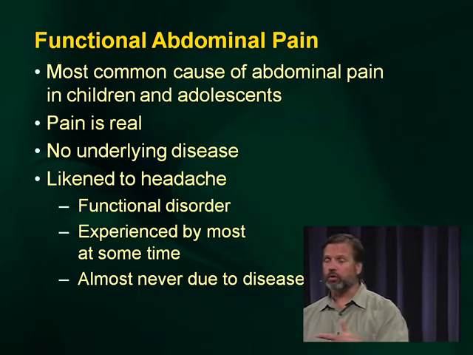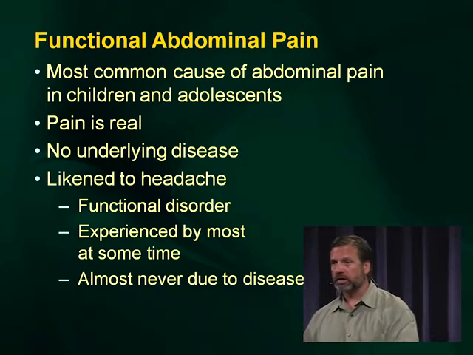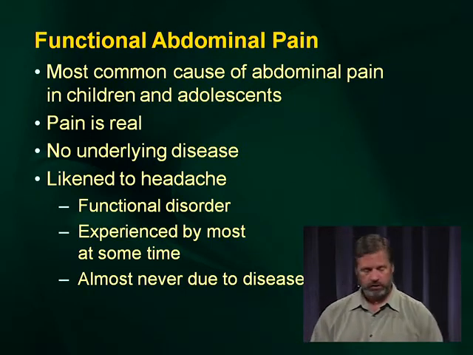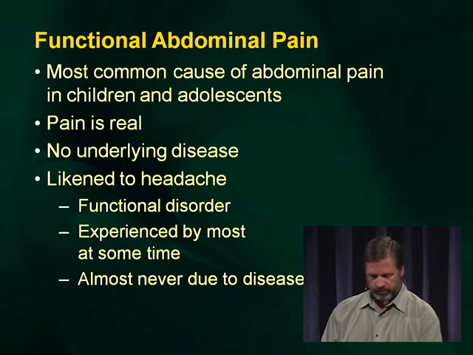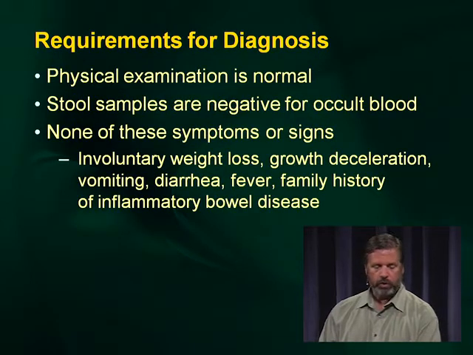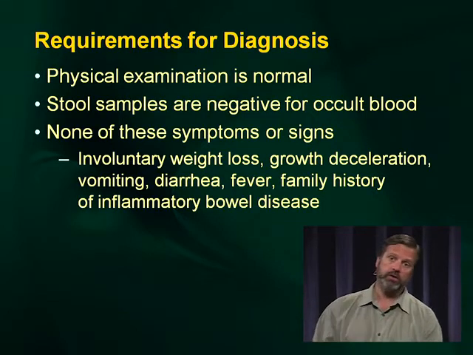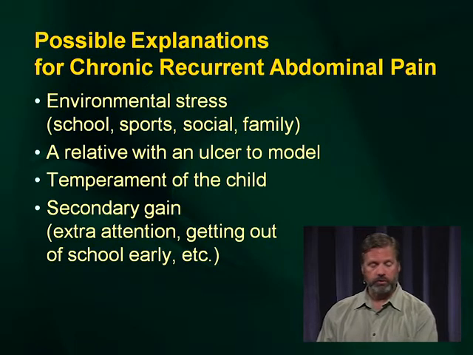It has to do with normal daily functioning. And it means that there's not something underlying this that's wrong. That's what's important to highlight. So requirements for the diagnosis: normal physical exam, stool negative for occult blood, none of these signs or symptoms: involuntary weight loss, growth deceleration, vomiting, diarrhea, fevers, family history of inflammatory bowel disease. Then you can say, okay, it's probably functional abdominal pain.